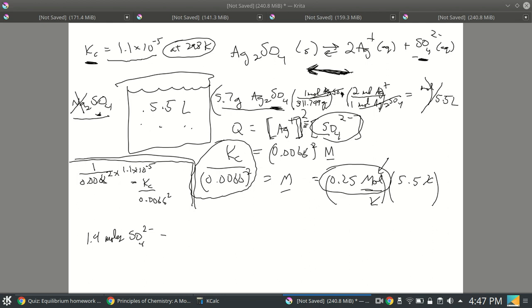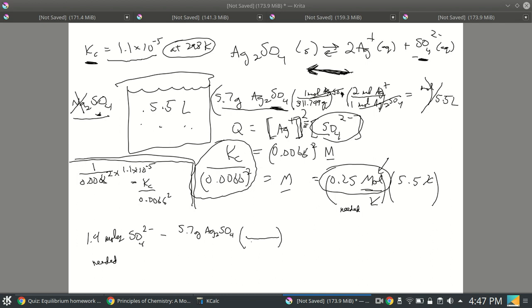But how many moles of sulfate ion? So this is needed, right? I need that many moles of sulfate ion. But how many moles of sulfate ion do I already have? Well, let's see. 5.7 grams of silver sulfate. Is this hard? Oh, yeah, you bet this is hard. Is your brain working? I hope so.